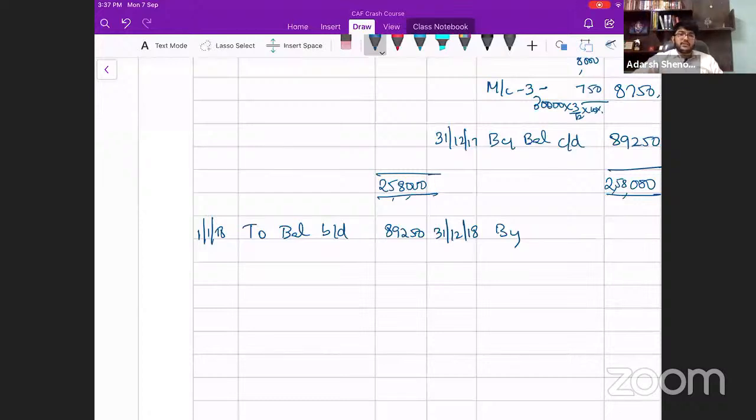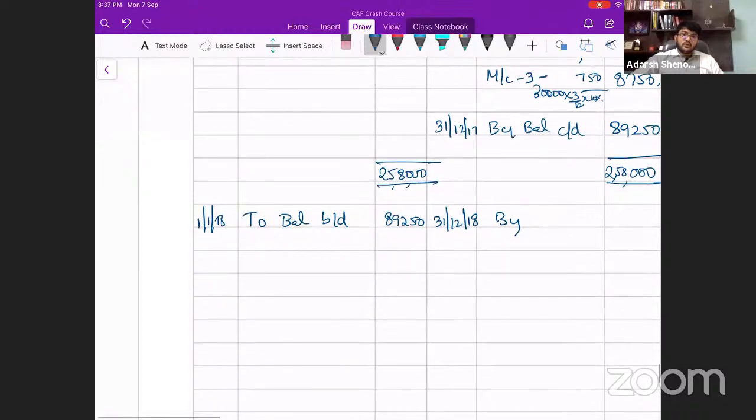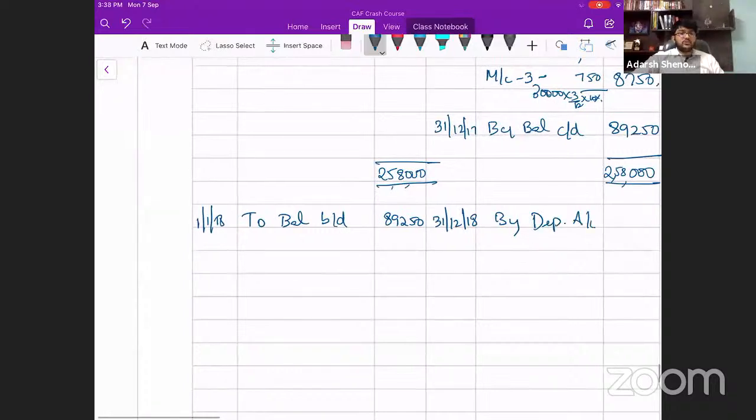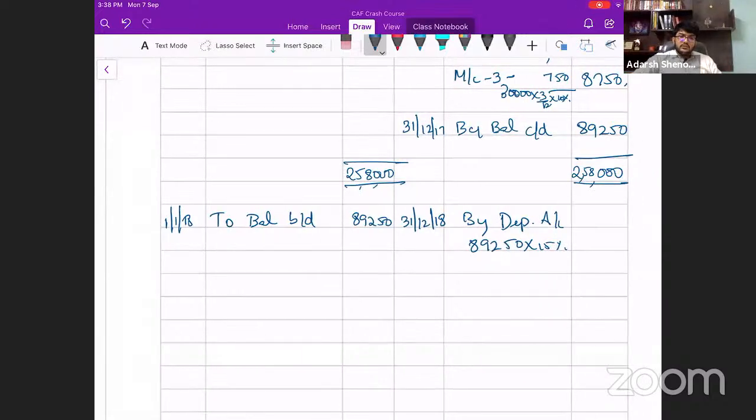How much is the book value of the asset? 89,250, directly calculated. So what if it was retrospective? If it was retrospective, we would have to draw a working note and calculate from the beginning what the impact would be and what the book value would be. But over here it is not required because they have not asked retrospectively, and for exams also it is not expected. It will not come for sure. So 89,250 into 15%. How much is the value? 13,388.